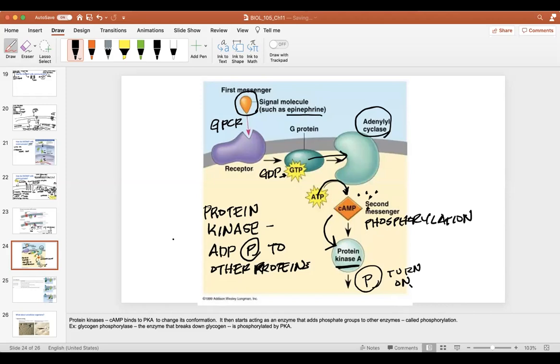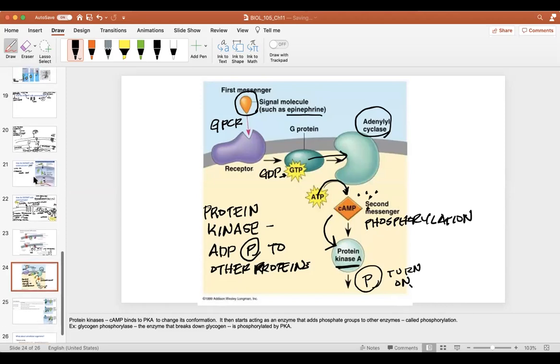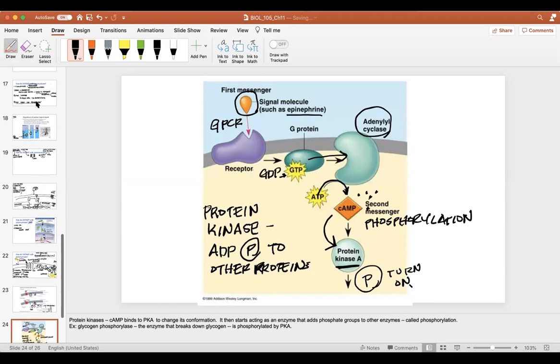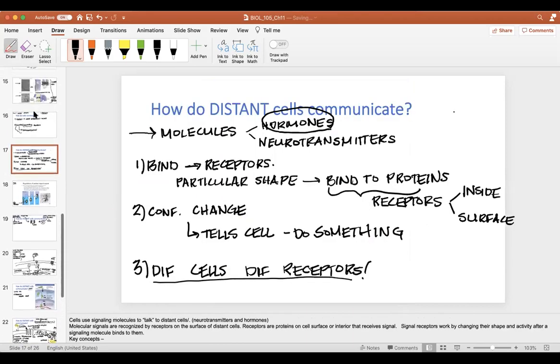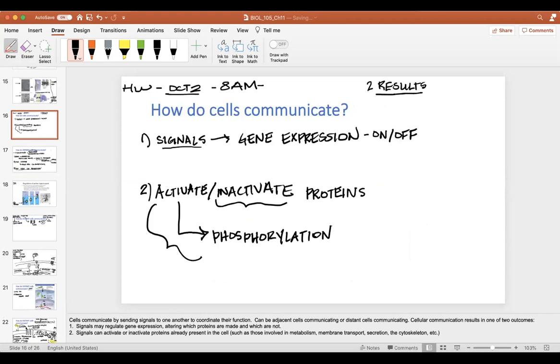So let's circle back around for just a second and go back to my slide up here. Oops, no, this one, where I talked about the fact that cells communicate in 2 basic ways. There's 2 results of cellular communication. You can have changes in gene expression, and we saw that with our steroid hormones. Or you can have changes in the activity of proteins. And we saw that with our G protein coupled receptors.